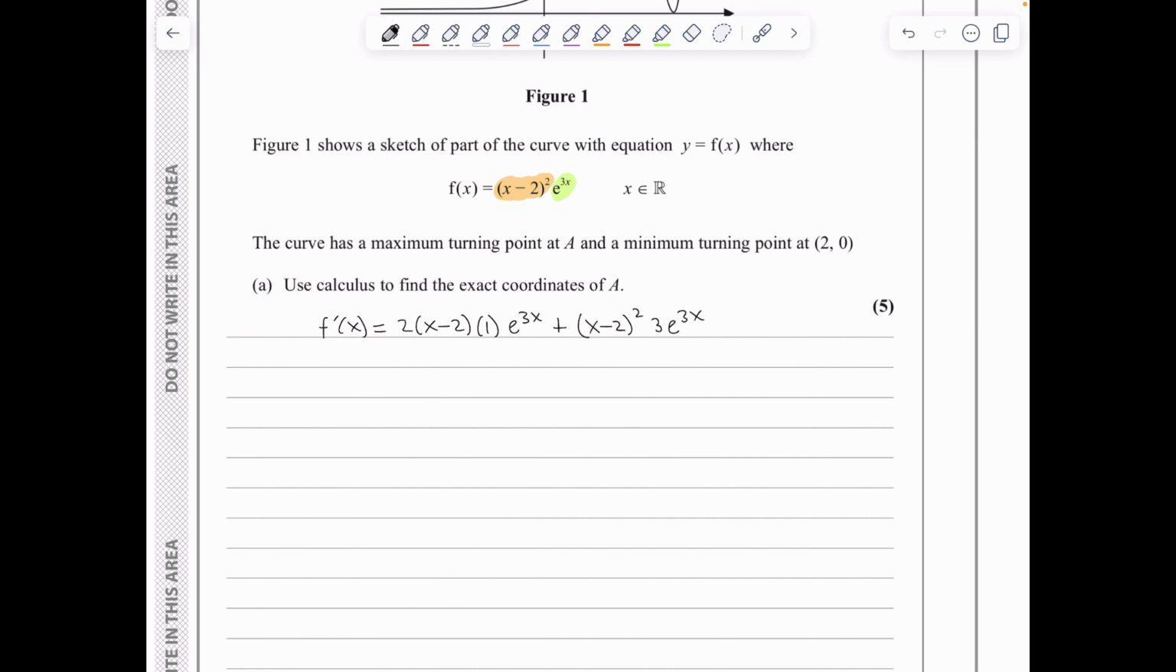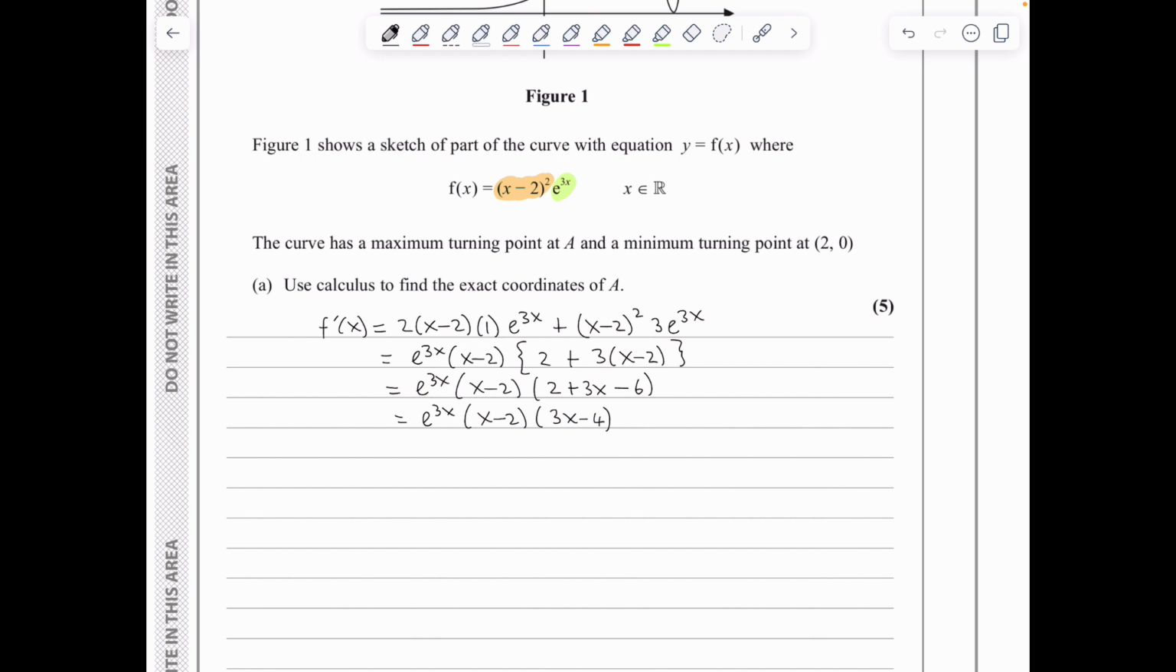So I notice that we've got a common factor of e^(3x) times (x − 2), and we're left with 2 plus 3 times (x − 2). So this leads to e^(3x) times (x − 2) times (2 + 3x − 6). So we've got e^(3x) times (x − 2) times (3x − 4).